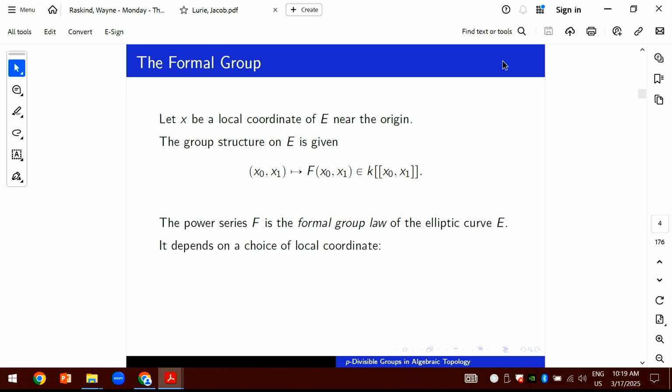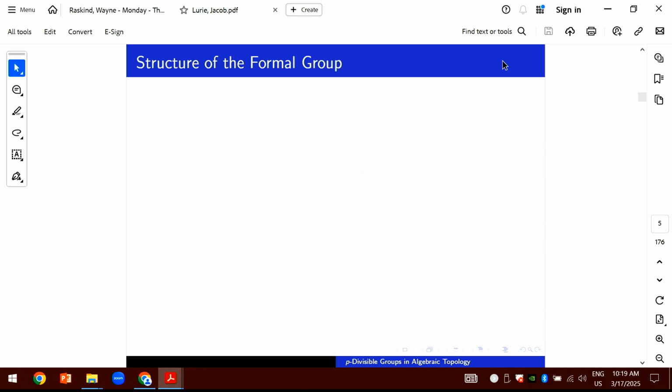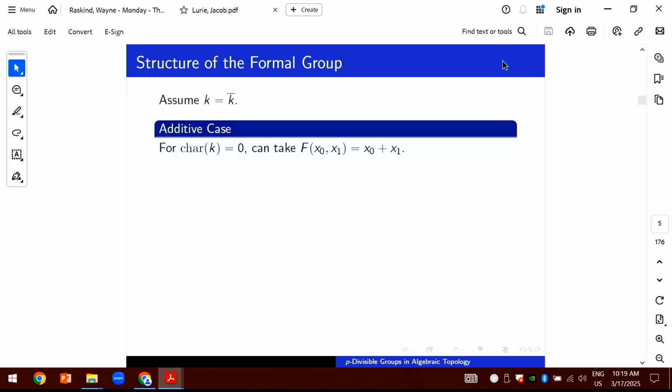It's not quite well defined. It depends on a choice of local coordinate. But it's well defined up to a change of variables. If you choose a different coordinate, then you just get a formal group law that's related by something like this. You conjugate by the change of variables. So you could ask what this looks like. And again, there's sort of three cases to consider. So let me assume that the field is algebraically closed. In characteristic 0, you can always choose a local coordinate so that the formal group law looks very simple. It just looks like addition.